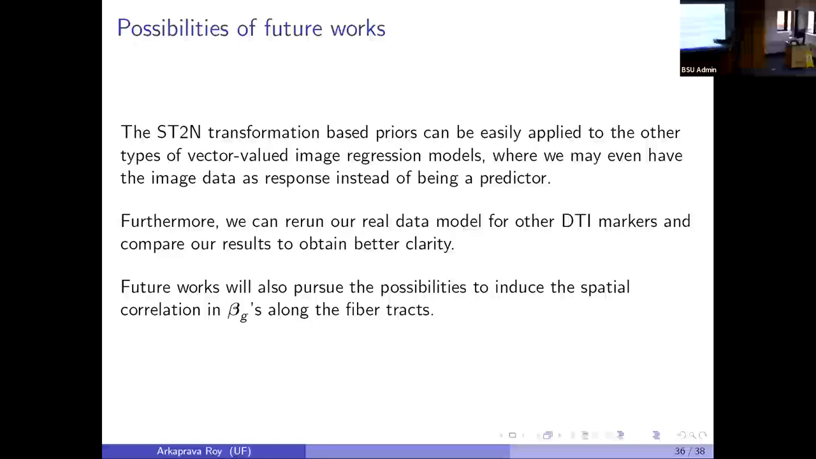Another important thing, specifically for DTI imaging, is that in DTI you always find dependence along a fiber tract. But in our case, we introduce the dependence via Euclidean distance, so it is essentially a geospatial dependence, which may not be appropriate for DTI, because in DTI the dependence is mostly found along the tract. So it may be more accurate to model that, instead of what we did so far. This is something we are also planning to do.